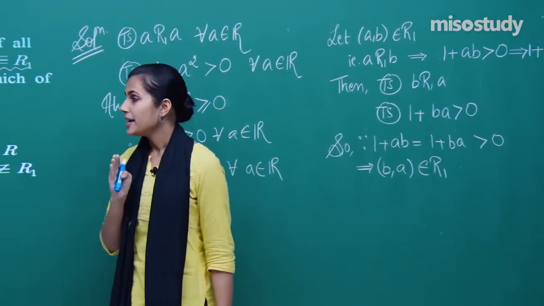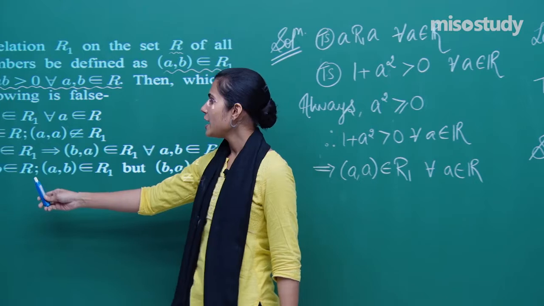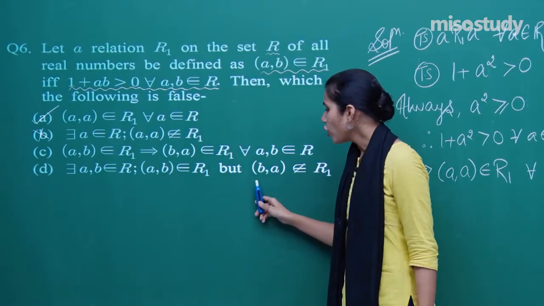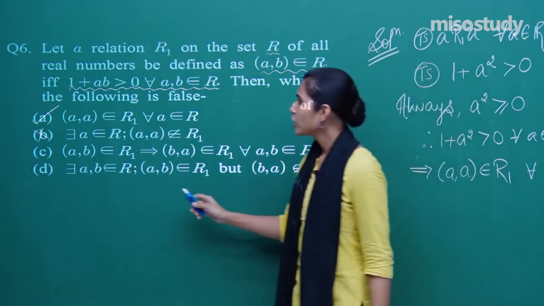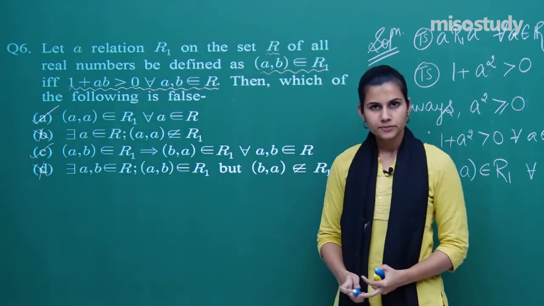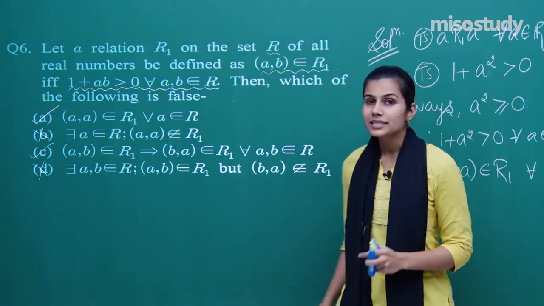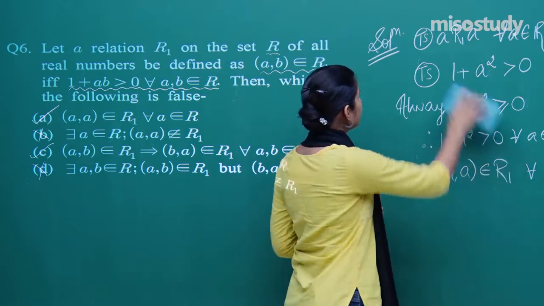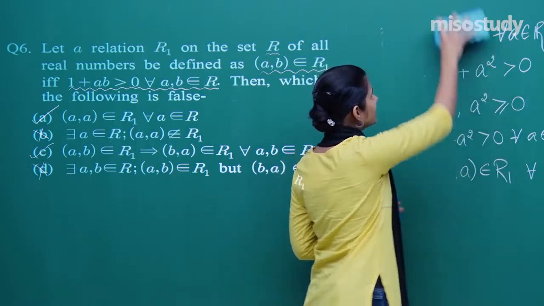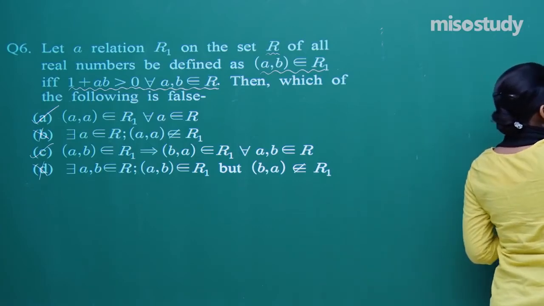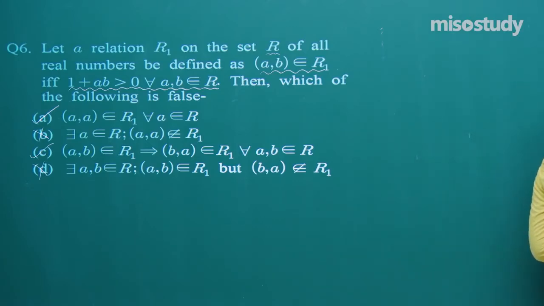And that means there does not exist any pair of reals such that A comma B belong to R1 but B comma A does not belong to R1, because this relation is very much symmetric. Thus, this question is basically testing our knowledge about reflexivity and symmetricity. If we have that concept clear with us, this question was a cakewalk, and we were able to sail through this question having the correct options right before us.